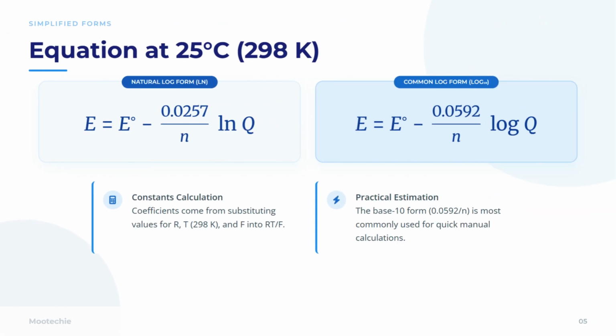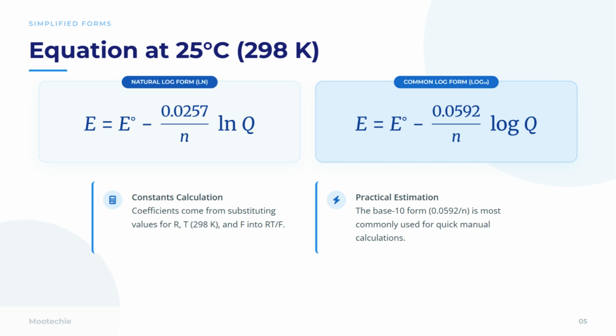This slide shows us the equation at 25 degrees Celsius, or 298 Kelvin. We have two common versions. The natural log form is E equals E degree minus 0.0257 over N times the natural log of Q. The coefficients here come from substituting the known values for R, T, and F into the RT over F term.